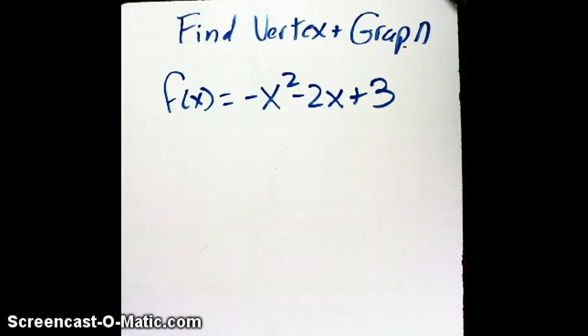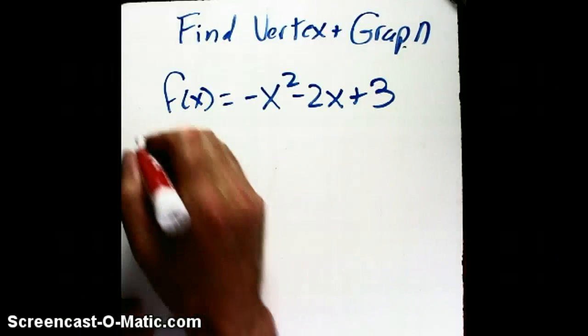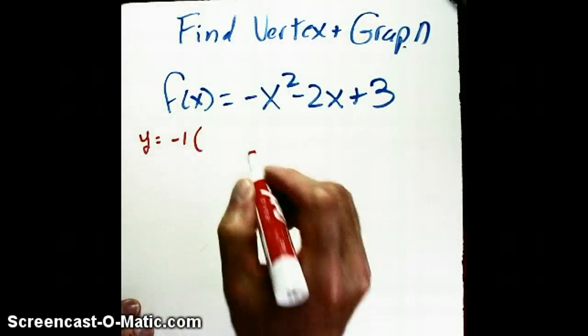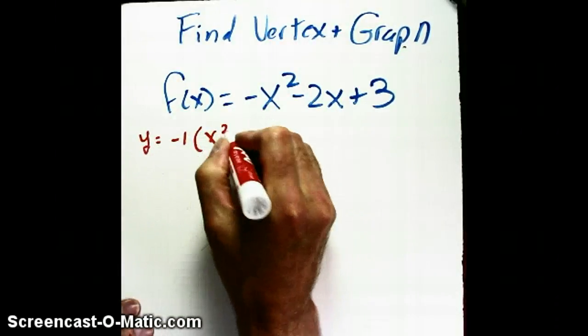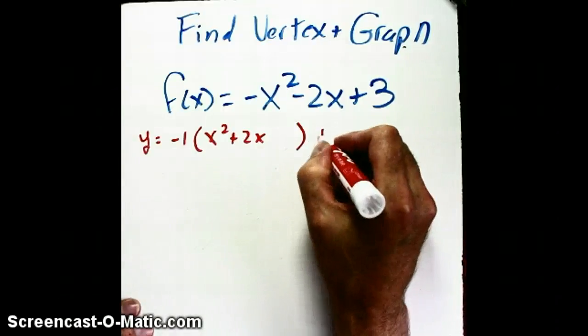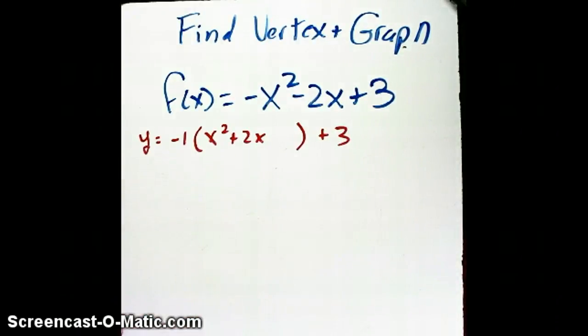Okay, now this is a little bit more involved. Find the vertex and graph. So I'm going to follow the same procedure. I'm just going to say y is equal to, in this case I'm going to pull the negative 1 out and make that x squared plus 2x. I'll close a parenthesis there and say plus 3. I really didn't change anything on the right side.